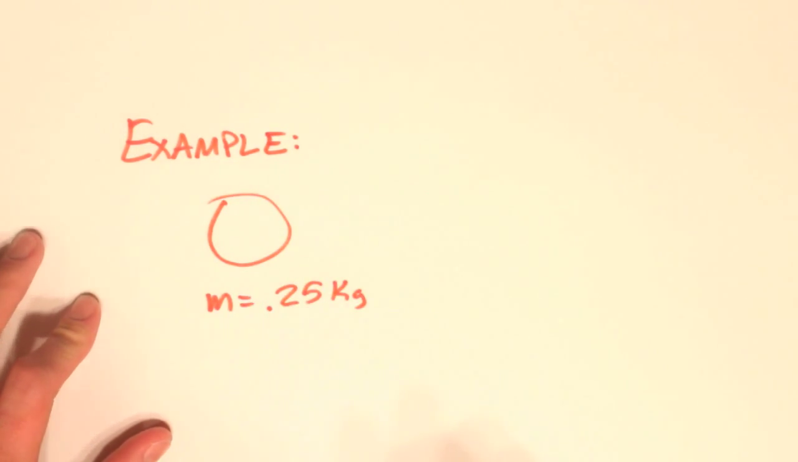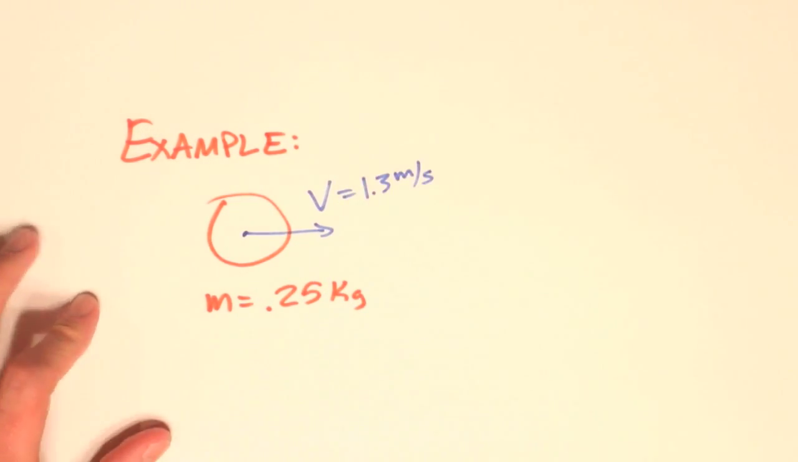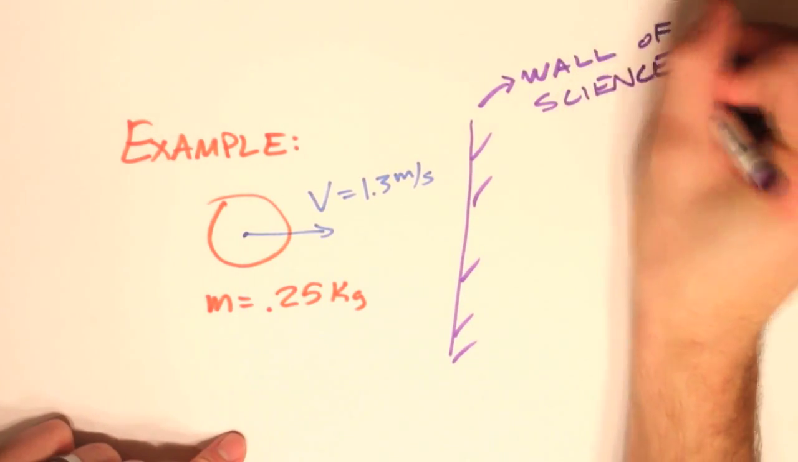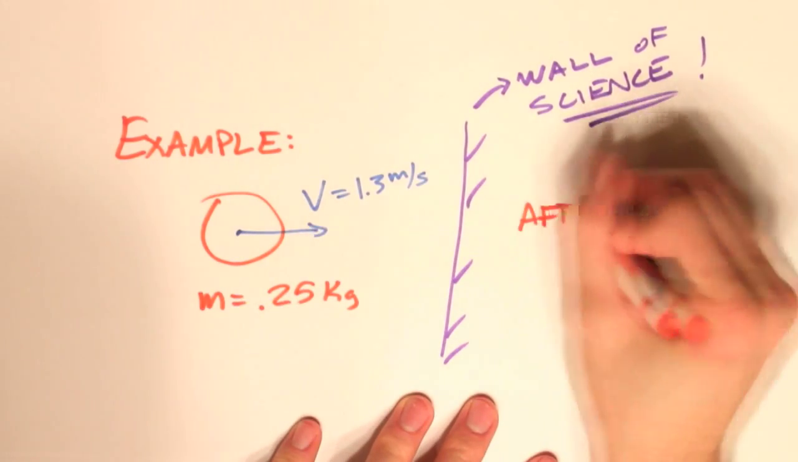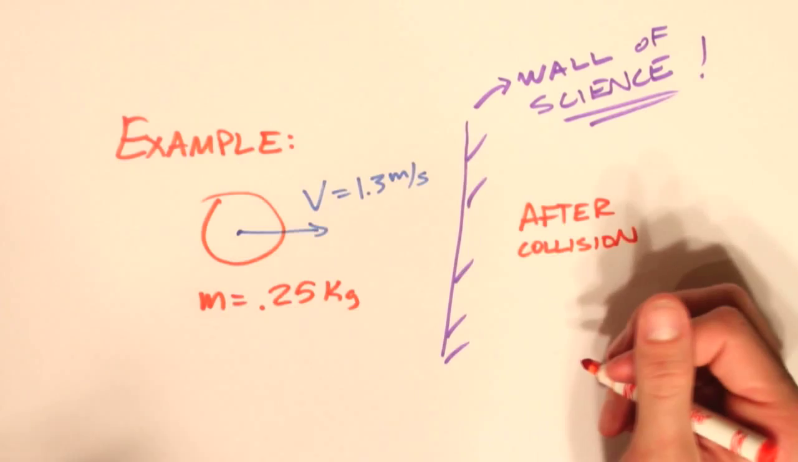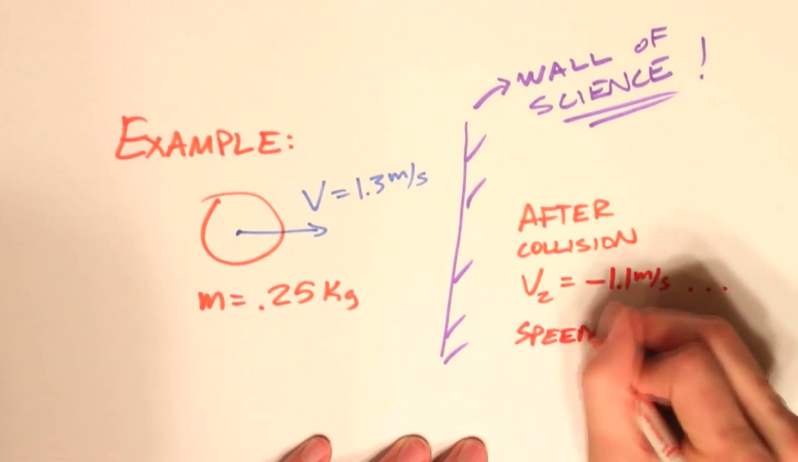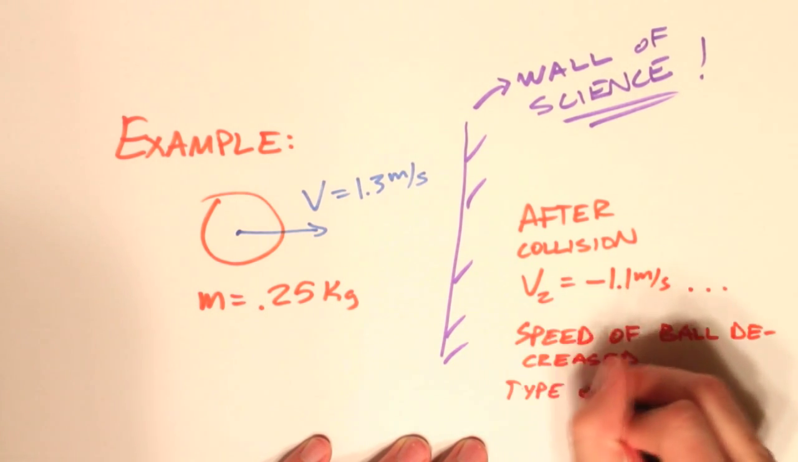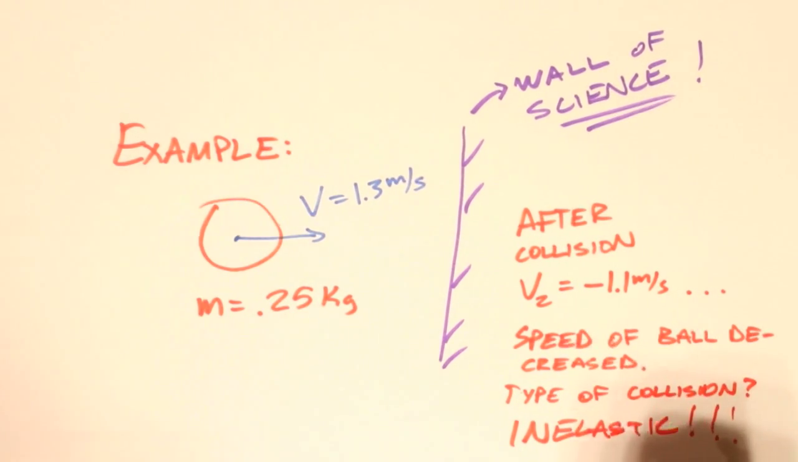Here we have an example of a ball colliding with a wall. It has a mass of 0.25 kilos and will be given an initial velocity of 1.3 meters per second to the right. It's going to collide with the wall and come off with a velocity after the collision of 1.1 meters per second to the left, or negative 1.1 meters per second. The speed of the ball decreased, which means that the kinetic energy was not conserved, an inelastic collision.